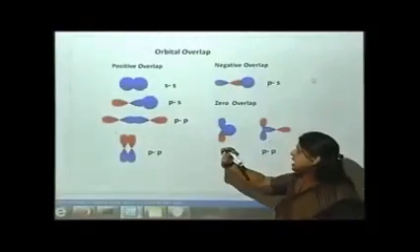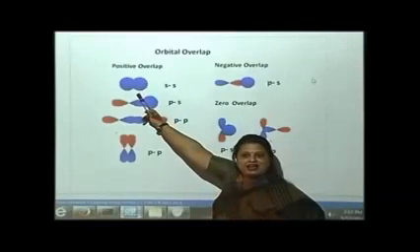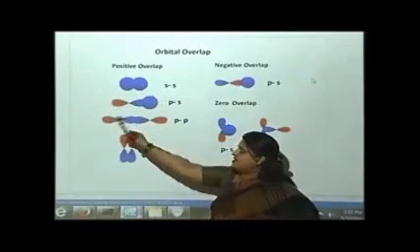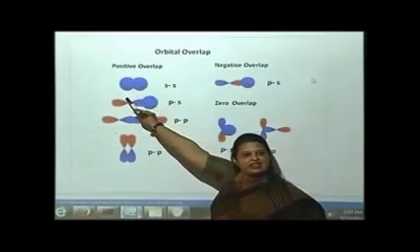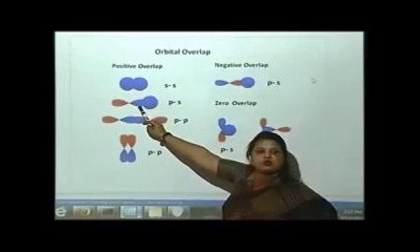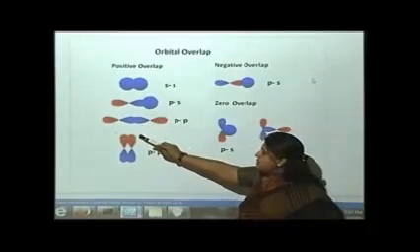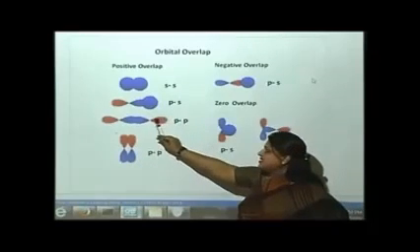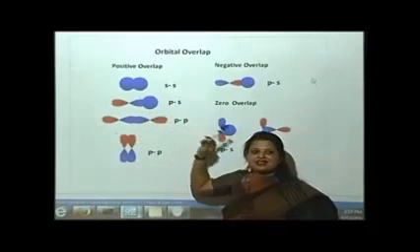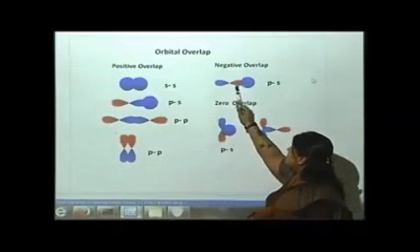Like this, we can have s-s overlap, p-s overlap, p-p overlap. The blue portion is basically for the positive sign of the wave function, and red is the negative sign. So s can overlap with s. s can also overlap with p. p can also overlap with p, like this, but there's a difference between these two overlaps. This is the overlap along the internuclear axis. This is the overlap perpendicular to the internuclear axis.